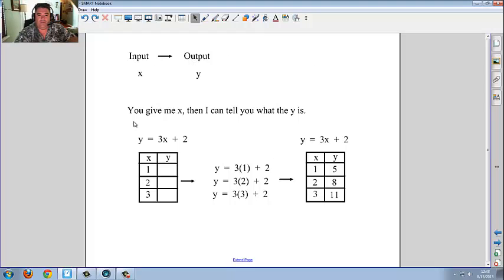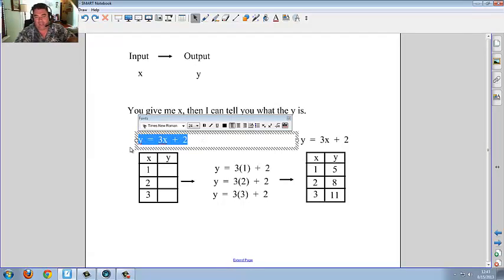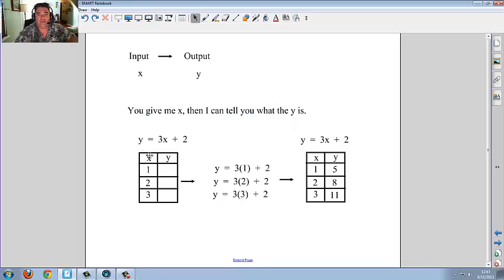Input, output. You give me x, then I'll tell you what the y is. So the first thing they have to give you is an equation. So they have to say, okay, y equals 3x plus 2. From there, they have to supply you then with the x, and only then can you determine what y is. How do you do that?